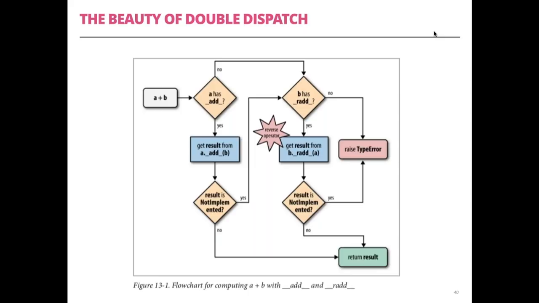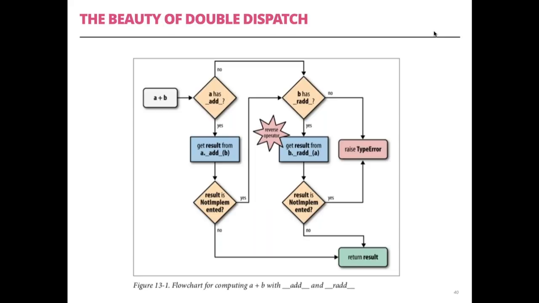But that method may produce a normal result, or it may produce a special result called not implemented. In that case, it goes and looks at the B operand to see if it has a reverse add. And then the same idea: if it has one and it returns a normal result, that's the result. If that method returns not implemented, then the interpreter raises type error. So I think this is a beautiful thing. I don't have a lot of time to explain it, but if you go over this flowchart slowly with examples, I think you can understand it.